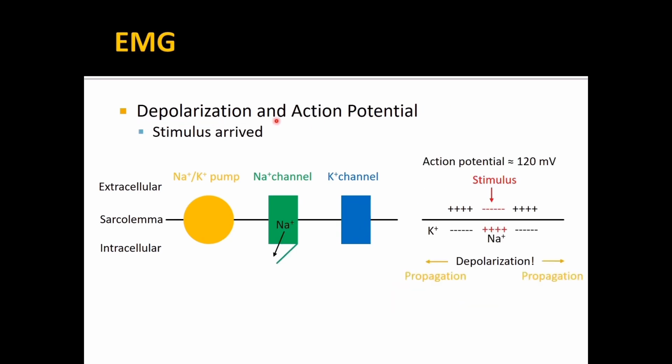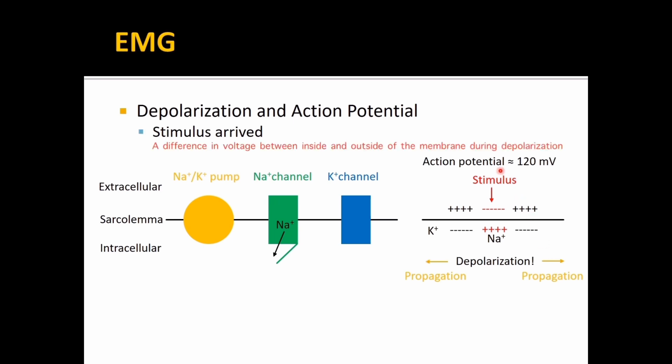Depolarization and action potential occur when a stimulus arrives. The sodium channel is now open and the potassium channel is closed, which results in the influx of sodium across this membrane. As you can see here, when a stimulus arrives, it results in the influx of sodium across this membrane. This step is called depolarization. Depolarization keeps propagating sodium to both sides, and this propagation leads the sodium channels to open.